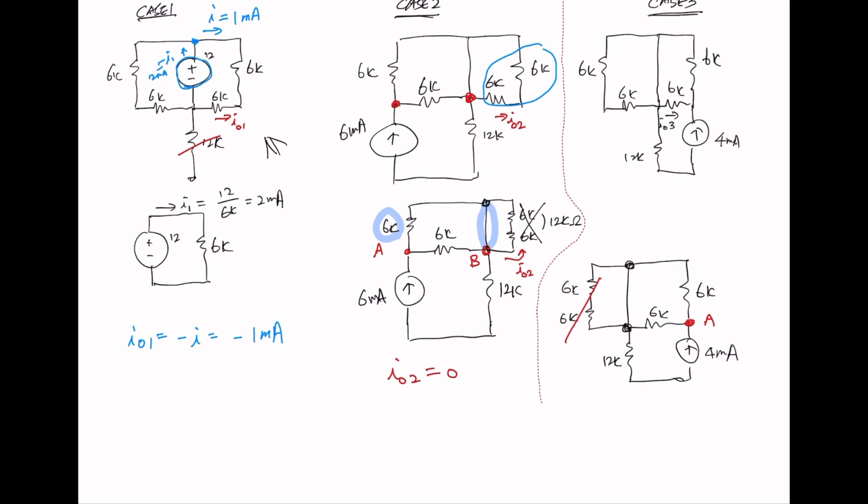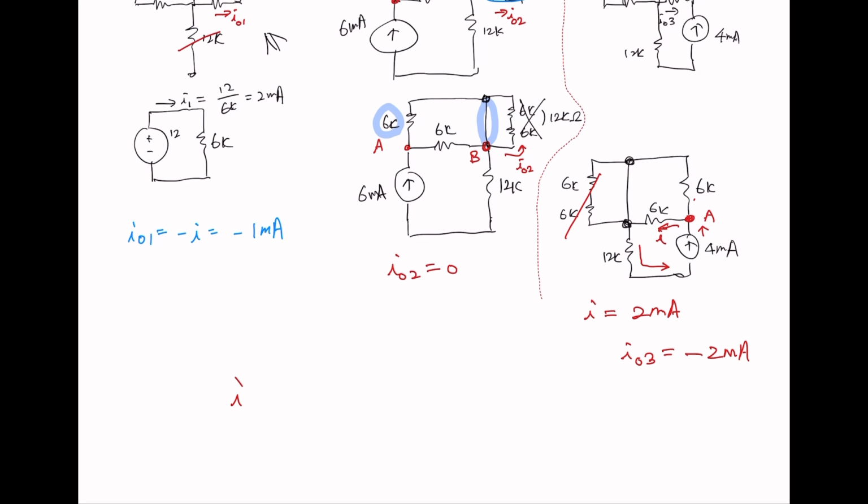This 4 milliamp is coming from here, 12K, and getting into this node A and splitting into 2. This I is gonna be 2 milliamp. Why? Because 4 is split equally into 2 branches. Therefore, I sub 03 is negative 2 milliamp. That's the opposite direction of this I.